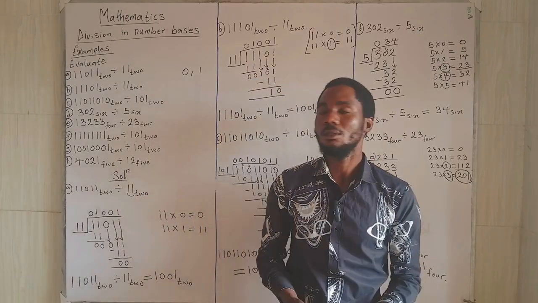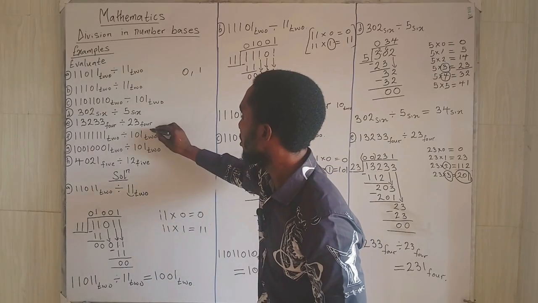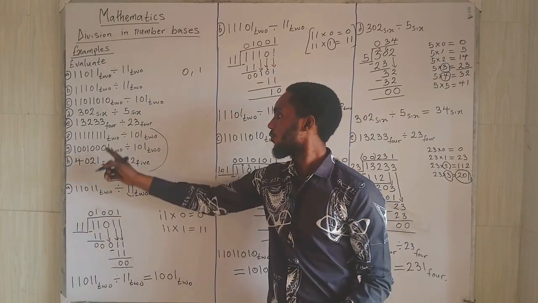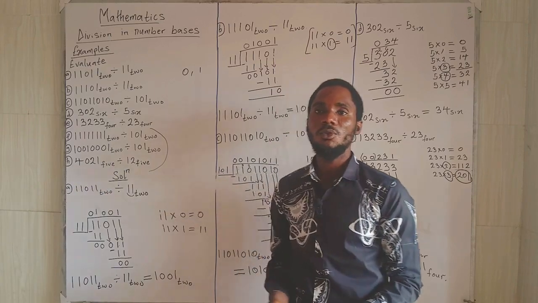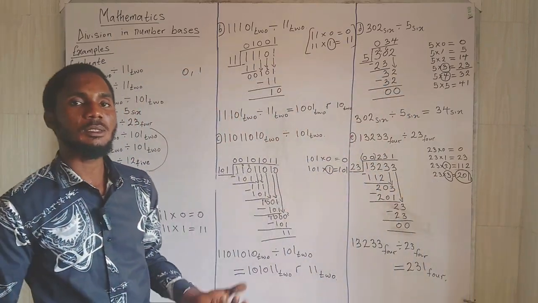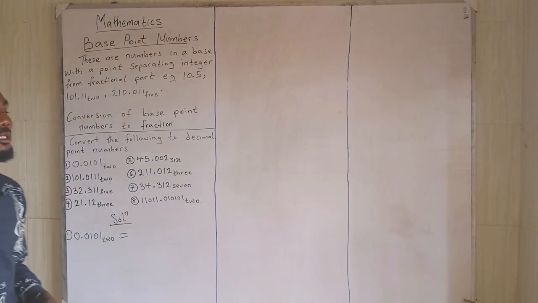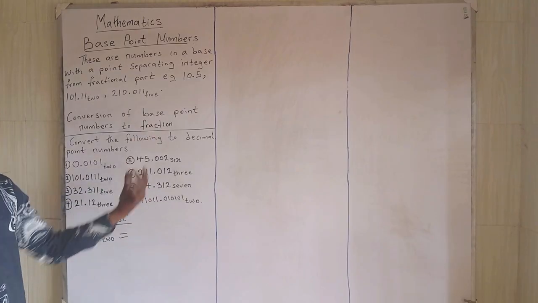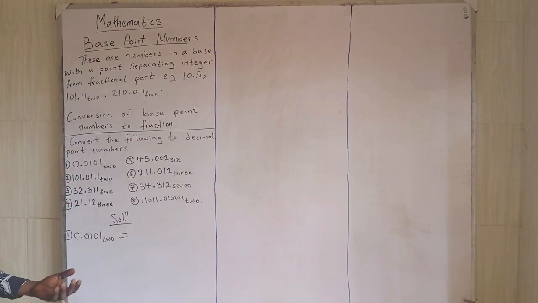With this explanation, what is the solution to this? We then move on to discuss radix point or base point numbers. These are numbers in a base with a point separating integer from fractional parts. Examples: 10.5, 101.11 base 2, 210.011 base 5.